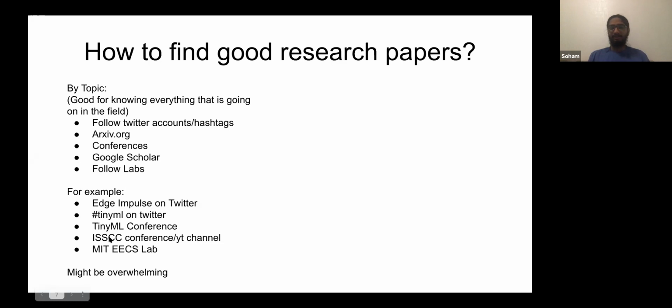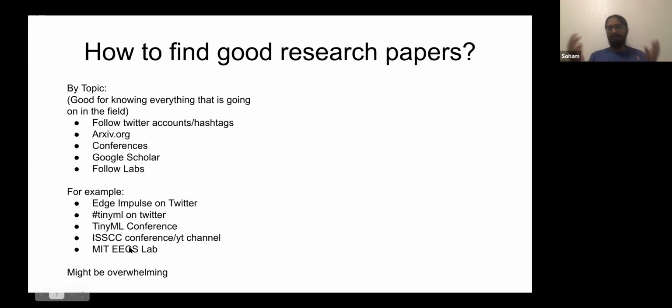There's also another conference called ISSCC, and they also have a YouTube channel. This conference is more about hardware as compared to just edge computing, but they do have a lot of edge computing papers as well. And finally, there's the MIT WCS lab, which is a really good lab for this. They do a lot of work in edge computing and TinyML.